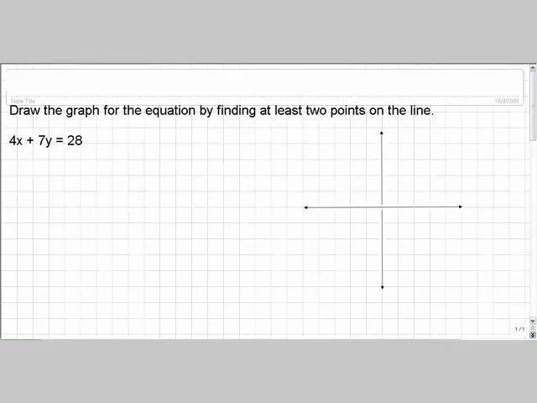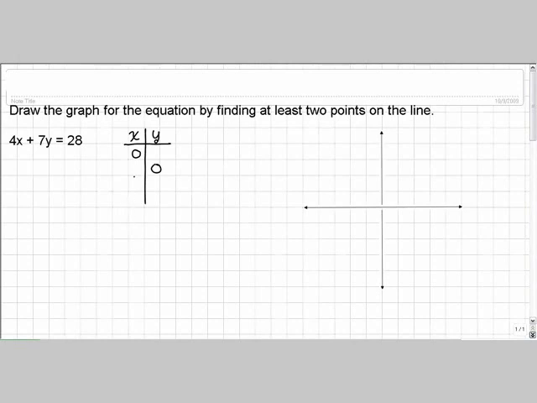Graph the equation by finding at least 2 points on the line. I'm going to make a table of values here with my x in one column and my y in the other column to get some ordered pairs on the line. I'm going to start with some values. I'm going to choose 0 for x because that's easy to plug in. I'm also going to choose 0 for y because that's easy to plug in.